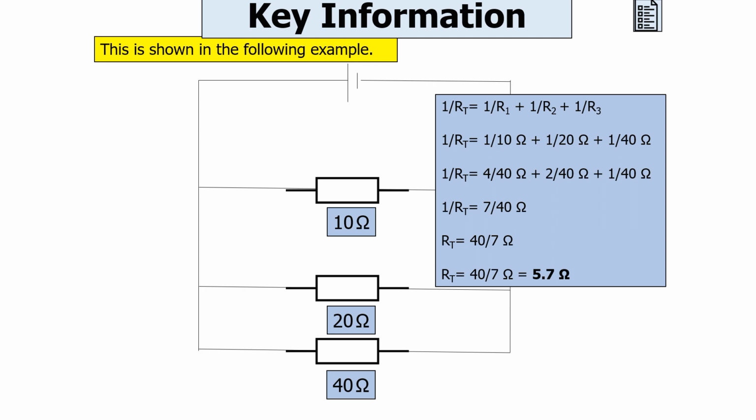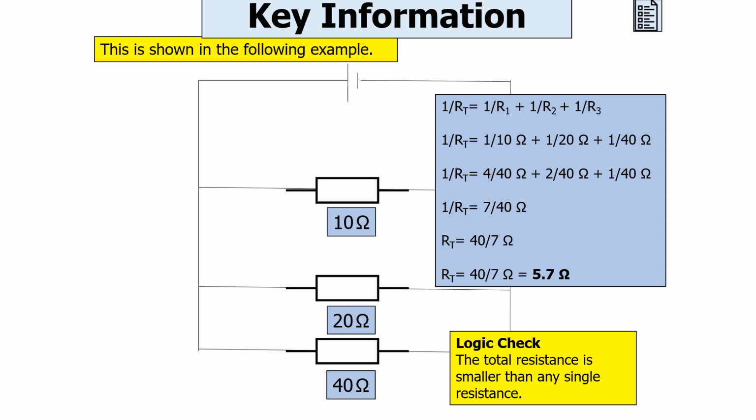Once again, let's have a look at this example. We have 10 ohm, 20 ohm and 40 ohm resistors in parallel with each other. So you would do 1 over R total is equal to 1 over 10 plus 1 over 20 plus 1 over 40. Our common denominator is 40, so it's 4 over 40 plus 2 over 40 plus 1 over 40, which is 7 over 40. We flip that over to become 40 over 7, which is 5.7 ohms. Again, in our logic check, the total resistance is smaller than any single resistor present.